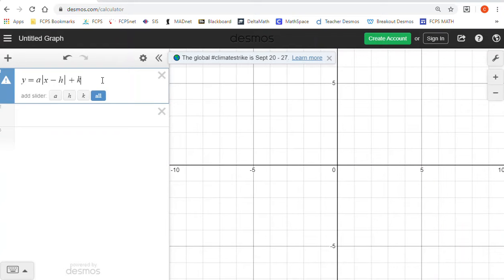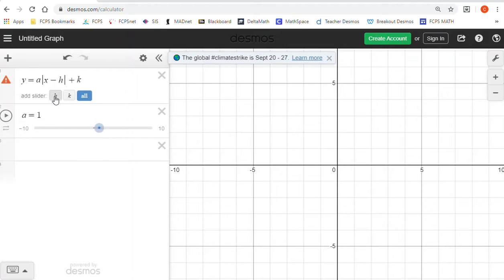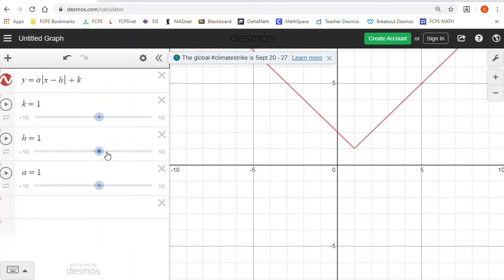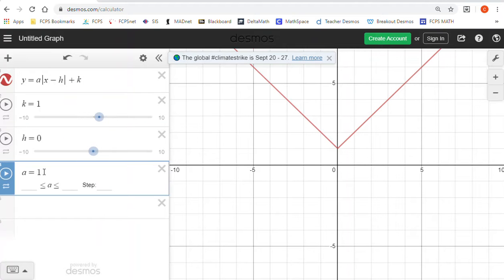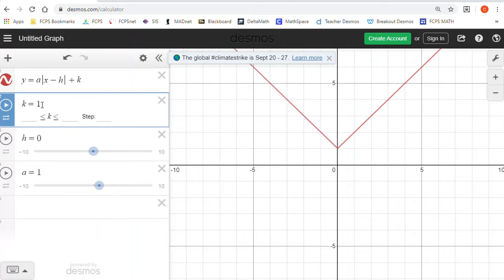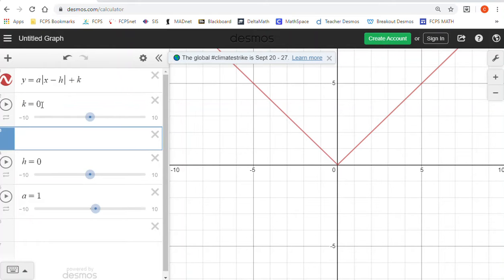Okay, so here is my absolute value transformation form. I'm going to add my sliders for A. It automatically places the value at 1. And so I'm going to take my H and my K, I'm going to move them back to 0, and we're just going to look at the graph. Okay. There's my parent function.